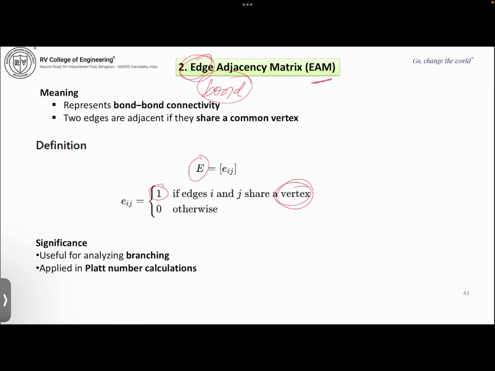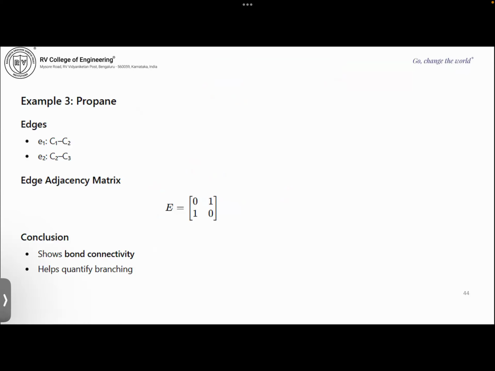What is its significance? It is useful for analyzing the branching in a molecular graph. I'll be discussing the calculations in the next video.